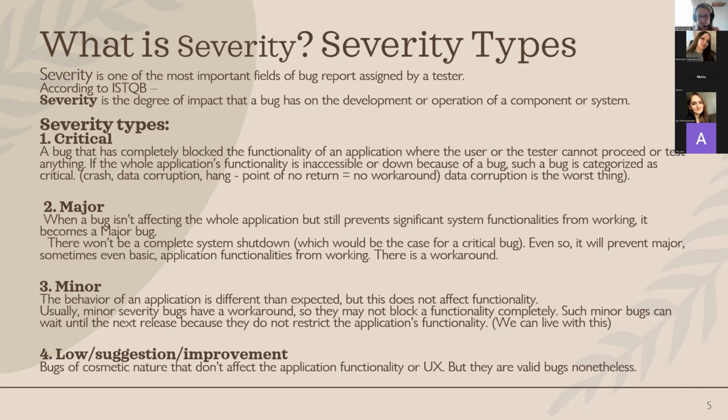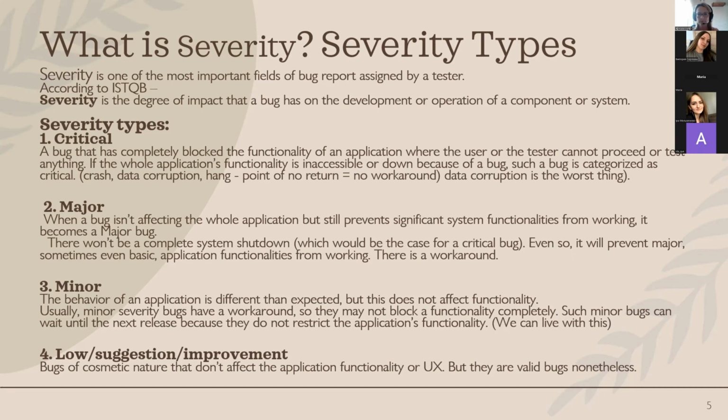Major. When a bug isn't affecting the whole application but still prevents significant system functionalities from working, it becomes a major bug. There won't be a complete system shutdown, which would be the case for a critical defect. Even so, it will prevent major, sometimes even basic, application functionalities from working, but there is a workaround. For instance, in a banking application, a user cannot transfer money to any beneficiary, but that doesn't affect their ability to add new beneficiaries.